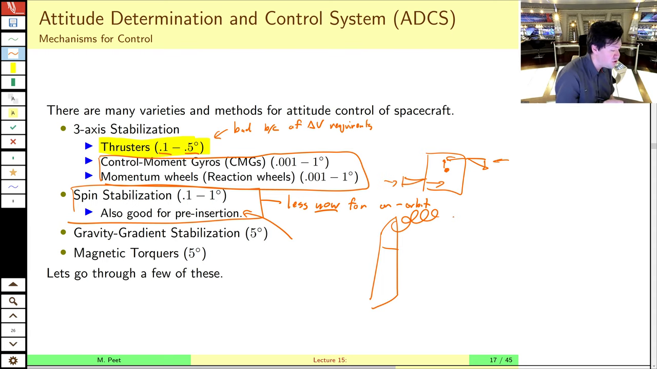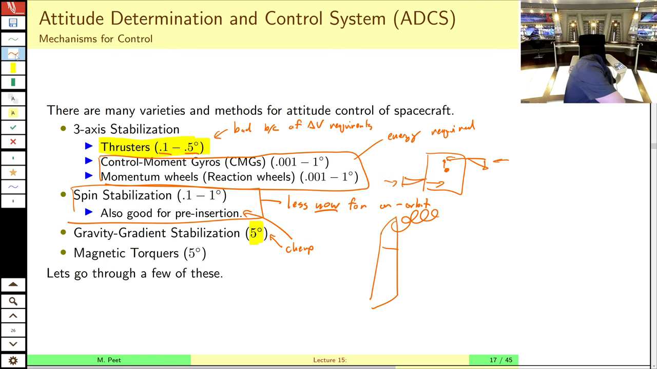A very cheap option in terms of delta V or energy requirements. These require energy, by the way, electricity, that is. A very cheap way to do attitude stabilization is gravity gradient stabilization, and we'll go through that. But it's not very accurate, right? Only 5 degrees of accuracy.